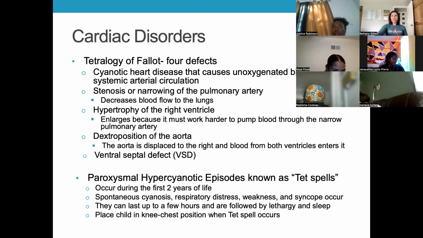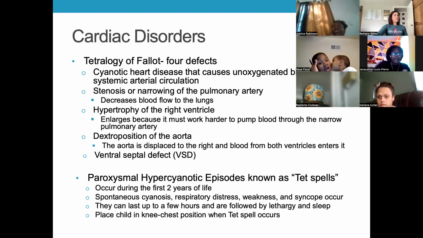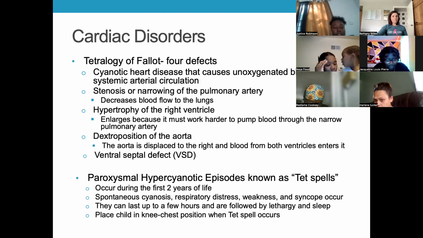So a tetralogy of Fallot, remember we said it was 4 defects, and it's a cyanotic heart disease that causes our unoxygenated blood to enter our systemic arterial circulation. So that's what causes that blue coloring. It includes stenosis or narrowing of the pulmonary artery, which is going to decrease our blood flow to the lungs.